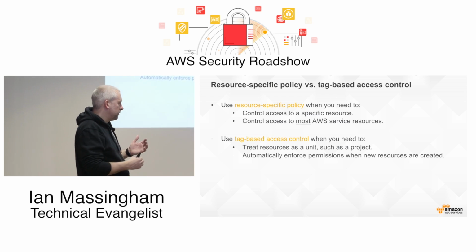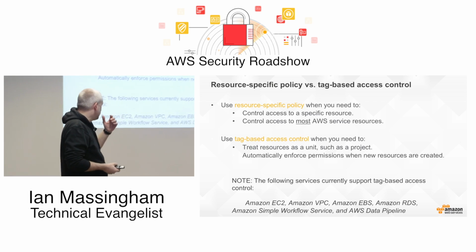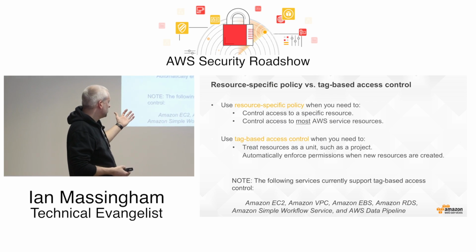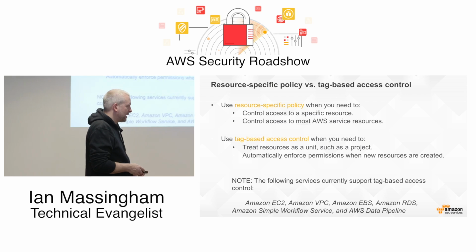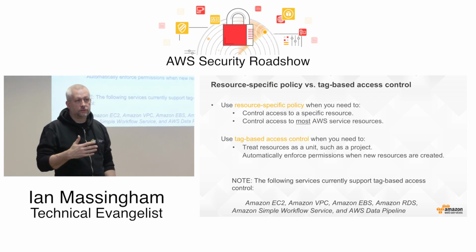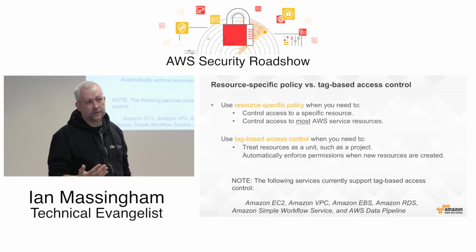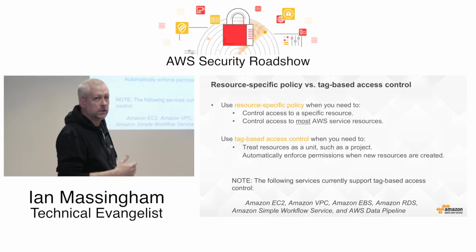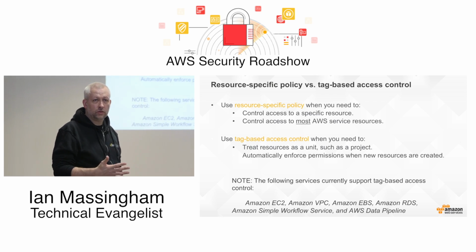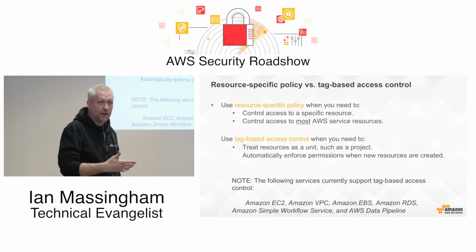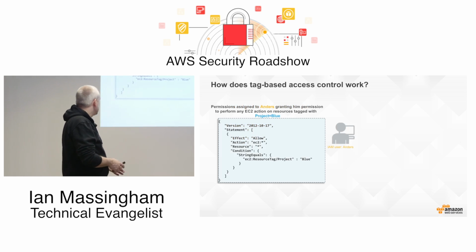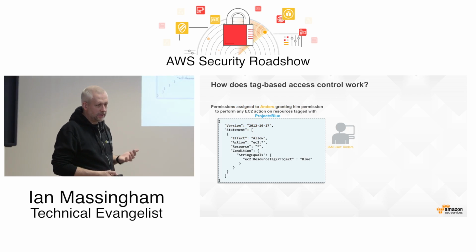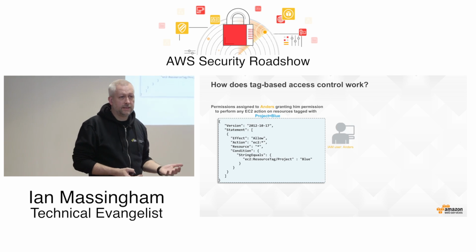Tag-based access control, there's a smaller subset of services that this applies to actually. So tag-based access control applies to the services that are listed here: EC2, VPC, EBS, RDS, Simple Workflow Service, and the AWS Data Pipeline. And you should check the service documentation for other services that you're using or considering using to establish whether or not tag-based access control is supported for additional services, because we are extending it to other services. And what this allows you to do is to apply policies on the basis of resource metadata, essentially.